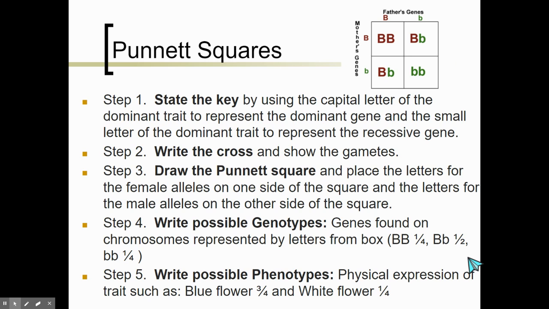And then you draw the Punnett square and place the letters for the female alleles on the side of the square and letters for the male alleles on the other side of the square. And then you'd write the possible genotypes. So basically you would drag the gene across. So you would take the mother's big B and put it in this box and this box, and then you'd take the father's big B, put it in this box and this box, and then his little b would go in this box and this box, and then the mother's little b would go in this box and this box.